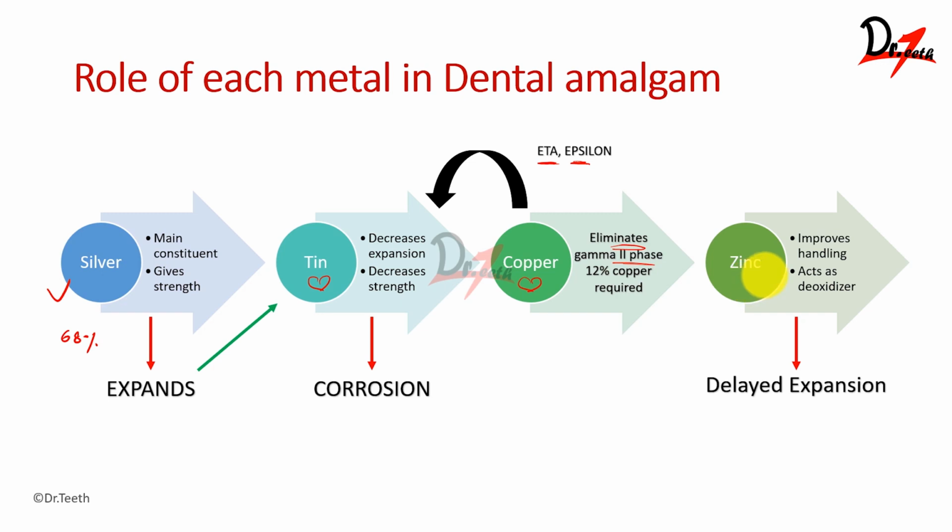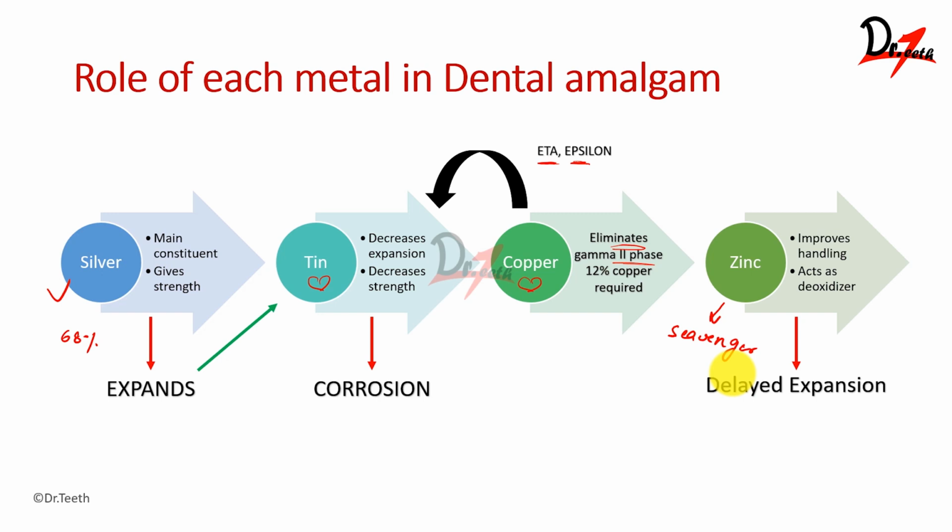Okay. We know that we add zinc also, right? So why are we adding zinc? It's because it improves the handling and it acts as a deoxidizer. So we can say that it is a scavenger. It is a scavenger of foreign substances such as oxides. Whenever we have available oxygen, zinc will rapidly react with it and form a slag of zinc oxide, and that can be easily removed, okay?